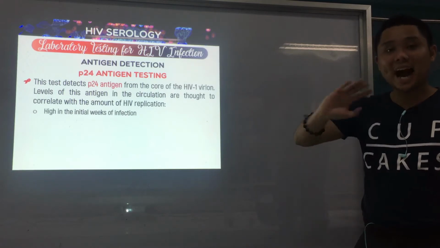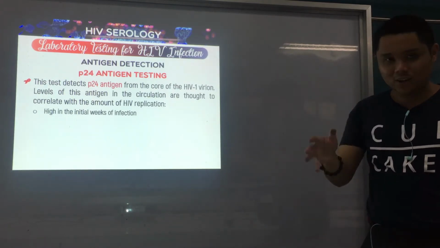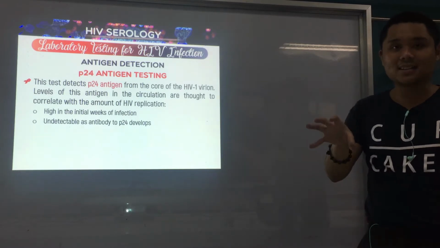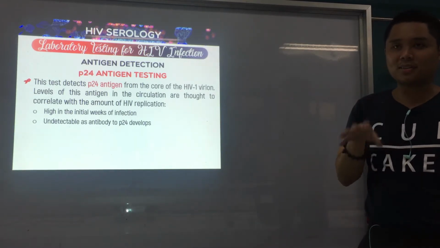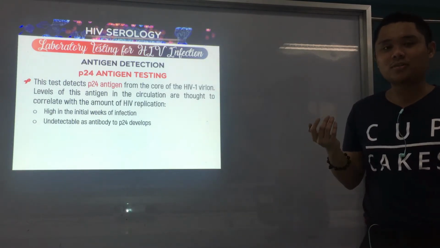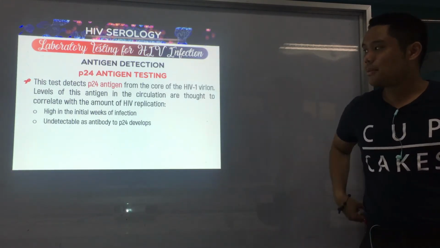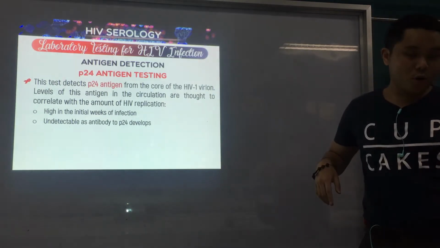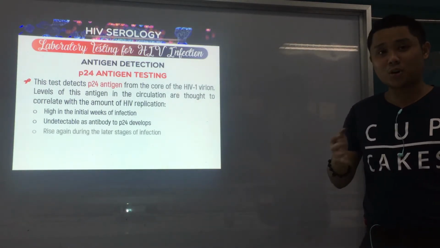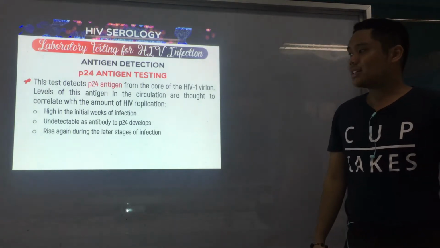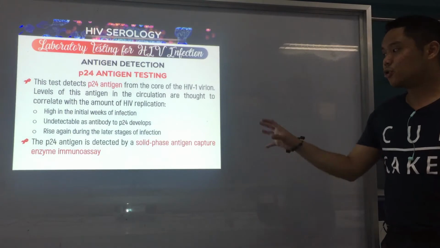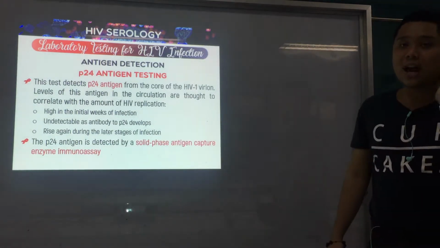As mentioned, it's high in the initial weeks of infection. And of course, it goes down once antibodies against it appear. Right? The first antibody to appear after HIV infection, or to be detected, is your antibody to P24. And because of the progression of infection, it then rises again during the later stages of infection. And this is detected using solid phase antigen capture enzyme immunoassay.